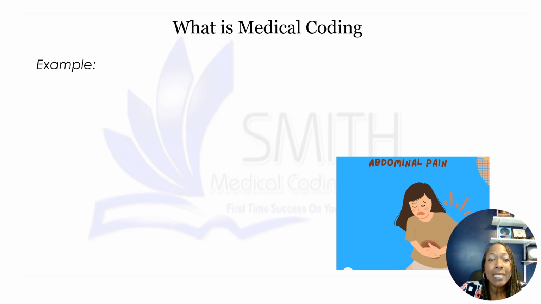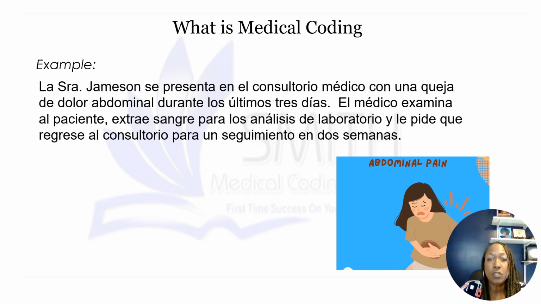Medical coding is like deciphering another language. It is translating something that you don't fully understand into something that everyone can understand. And so we'll take the example of abdominal pain. This patient is coming to the physician's office complaining of abdominal pain. So let's see if we can translate it into something that everyone can understand.